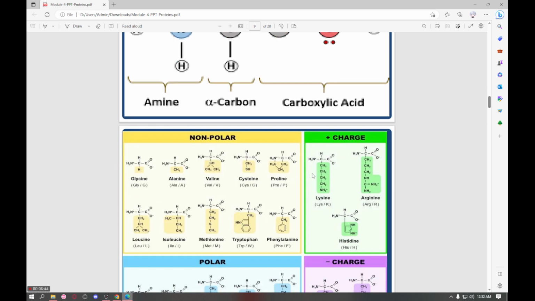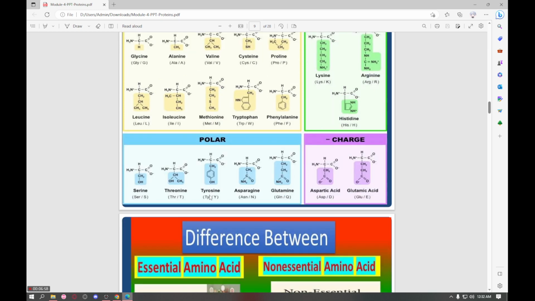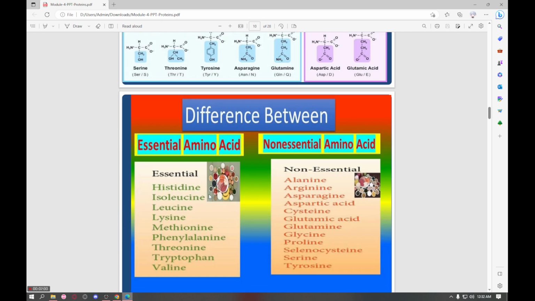So these are made of polar and non-polar. We all knew that when you say non-polar, they are insoluble in water, and when you say polar molecules, they are soluble in water. So they also have positively charged and negatively charged. So there are two types of amino acids under the protein.